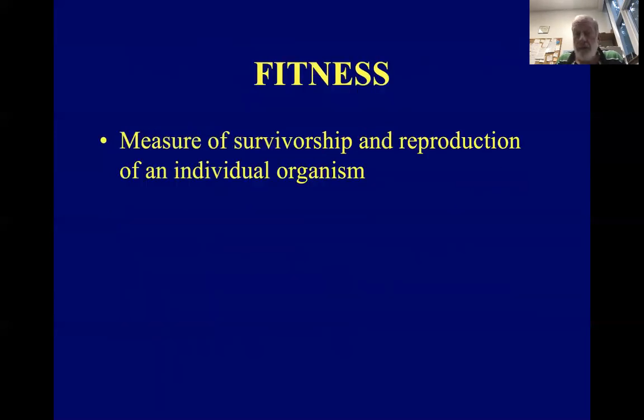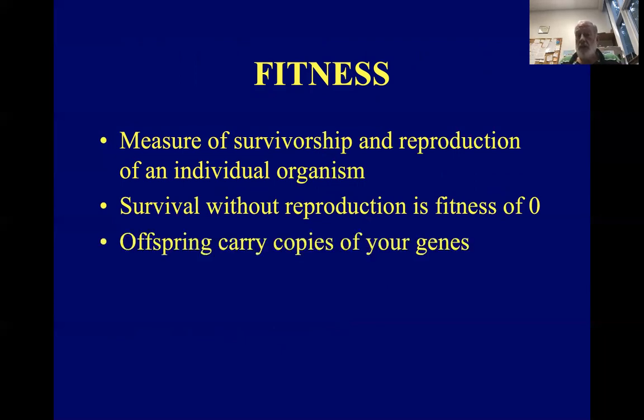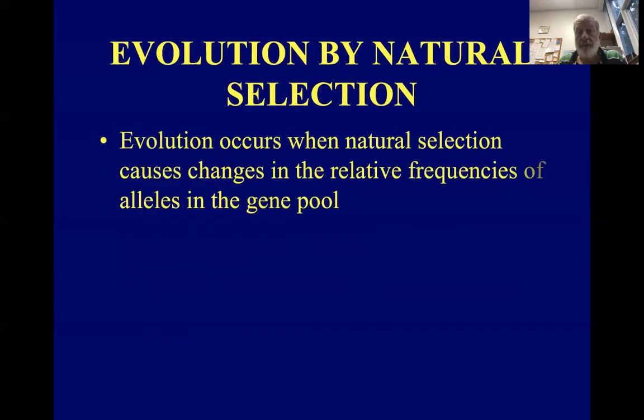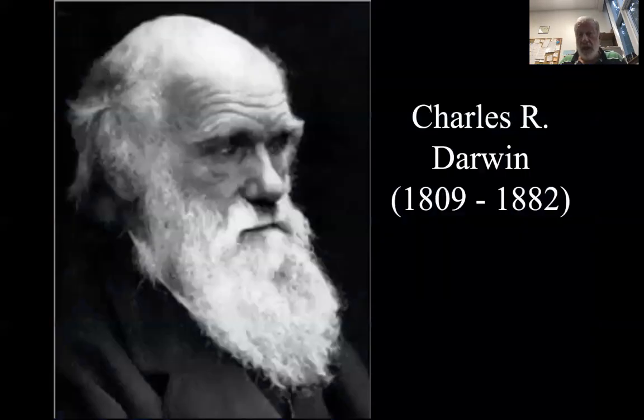So fitness then is a measure of survivorship and reproduction of individual organisms. But again, survival without reproduction is still a fitness of 0. So it's your offspring that carry copies of your genes. So to be evolutionarily successful, you need to pass on those genes, have babies. So evolution occurs when natural selection causes changes in the relative frequencies of alleles in the gene pool. Remember what the gene pool is and what alleles are.